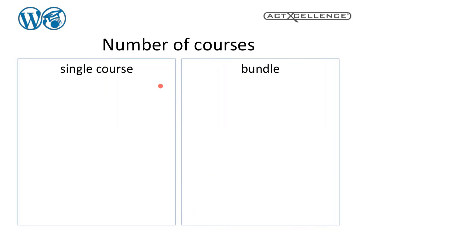The next thing is to think about the number of courses. Do you want to sell single courses, only a handful, or maybe 100? The owners are the trainers, or the owner is yourself. Maybe you want to sell a bundle. You always want to sell the basic course and then some advanced courses.